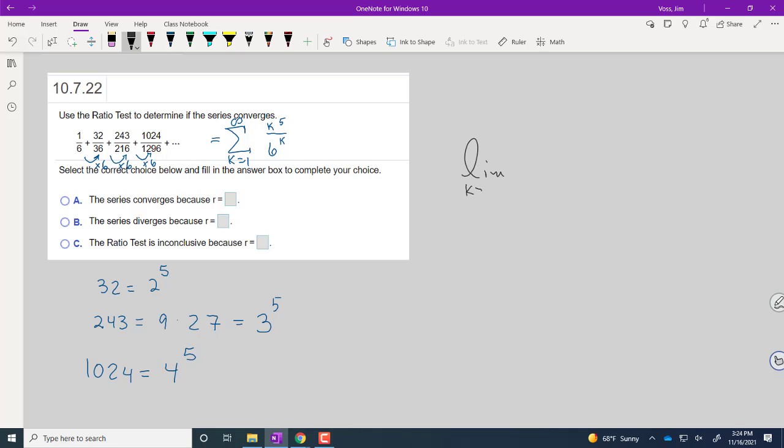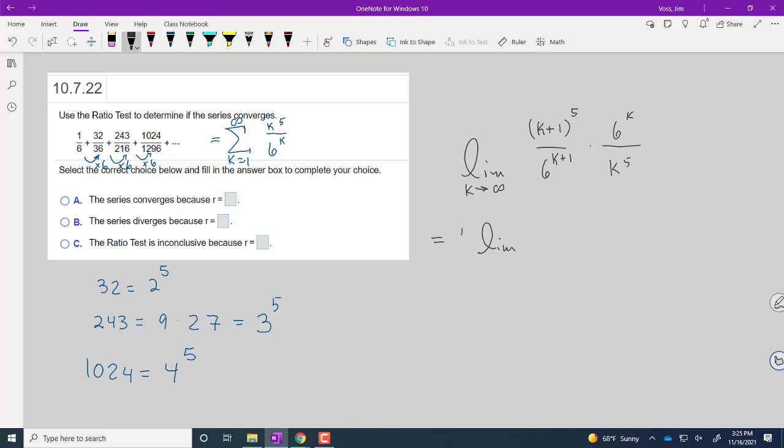So the ratio test says the limit as k goes to infinity of a sub k plus 1 over 6 to the k plus 1, divided by a sub k, which means multiplied by the reciprocal. We don't need any absolute values here. Everything is positive. Looks like there's an extra 6 somewhere. Where is the extra 6?